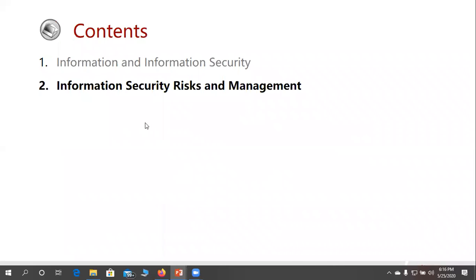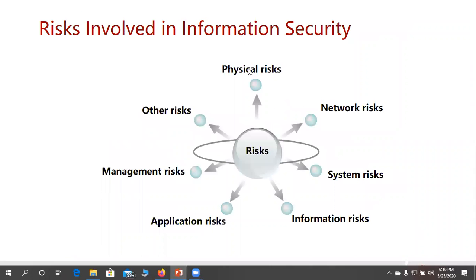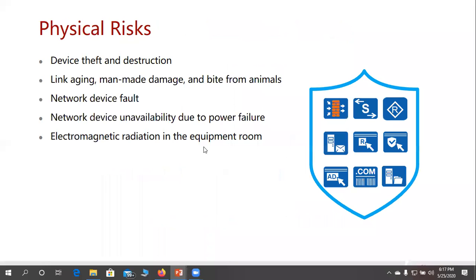Move on to our second content, which is information security risks and management. Risks involved in information security: we have a number of them, physical security, network security, system risks, information risks, application risks, management risks, and others. Let us look a little bit in detail at these.